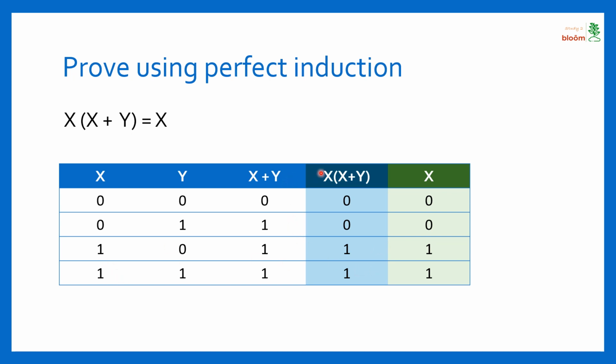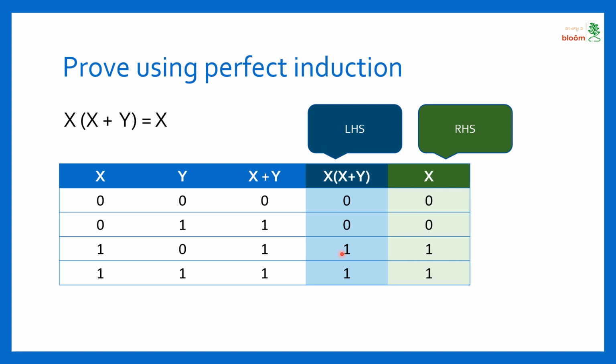So when there is an AND, if either value is 0, then the result is 0. But if both are 1, then the multiplied result is 1. So here we have 2 zeros and 2 ones. x also has the same combination, so the left hand side result is this, the right hand side result is this, both are equal, so this is proven.